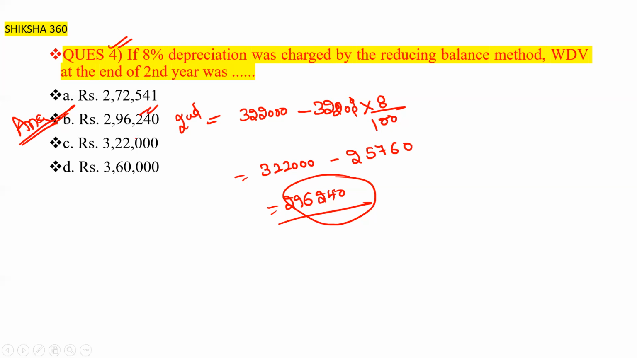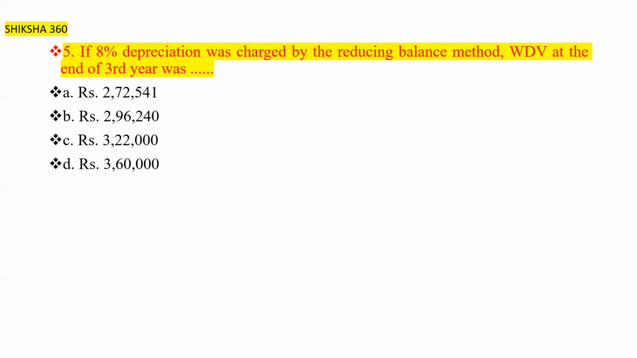So straightforward question. Sometimes you will find in the examination, or with the help of the practice, you are able to understand all these types of questions. Now move to the last question. Just simple thing. If the depreciation was charged by the reducing balance method, what was the value basically at the end of the third year? 2,96,240 is the value at the end of the second year. Now we have to take 8% of that.